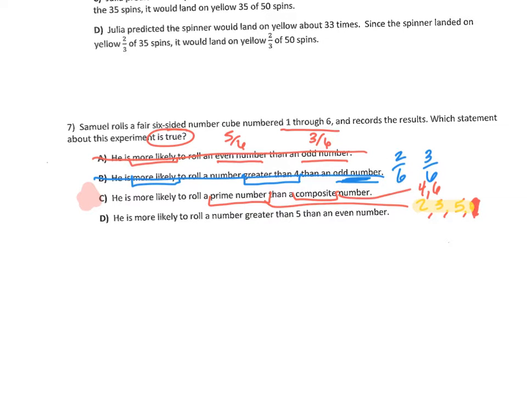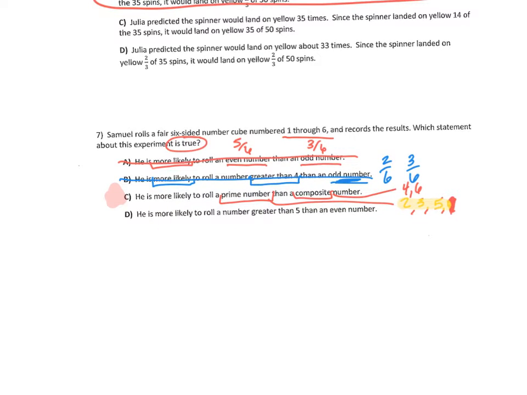And then D, he's more likely to roll a number greater than 5 than any even number. That's not true. A number greater than 5 would just be 1 over 6, and an even number would be 3 out of 6.